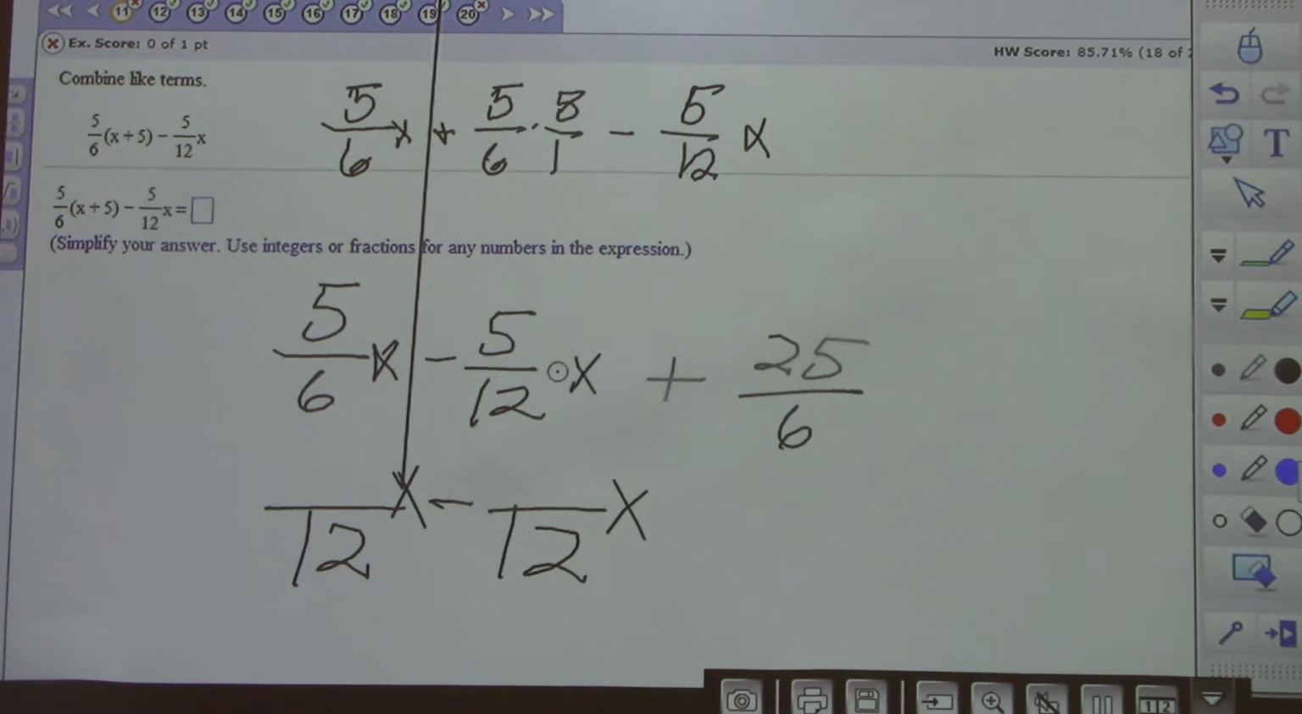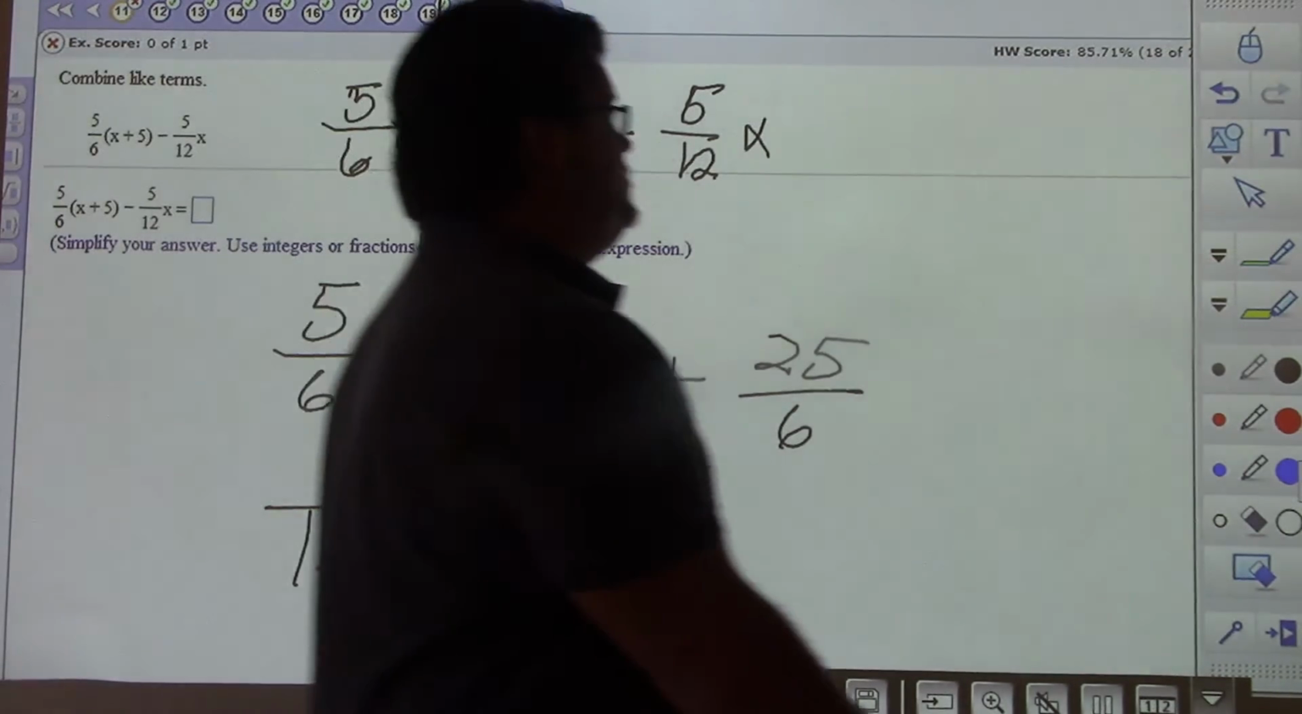It's pretty good that I could reach up there and not even do it. I mean, that's pretty good.